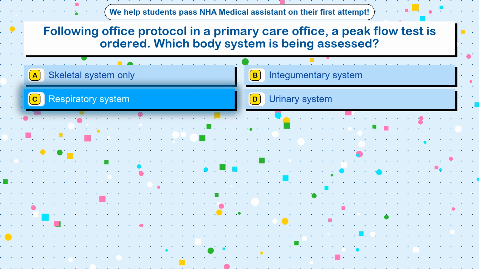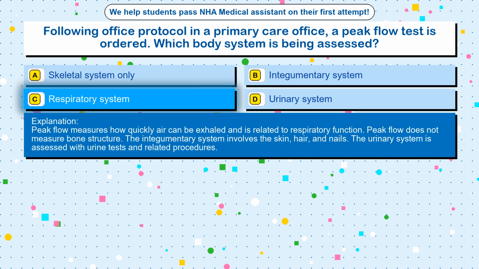Respiratory system. Peak flow measures how quickly air can be exhaled and is related to respiratory function. Peak flow does not measure bone structure. The integumentary system involves the skin, hair, and nails. The urinary system is assessed with urine tests and related procedures.